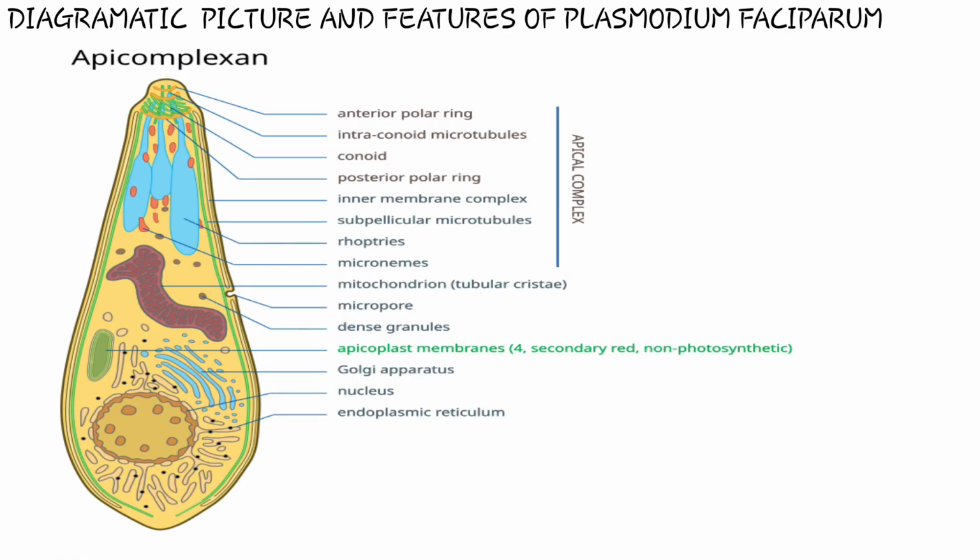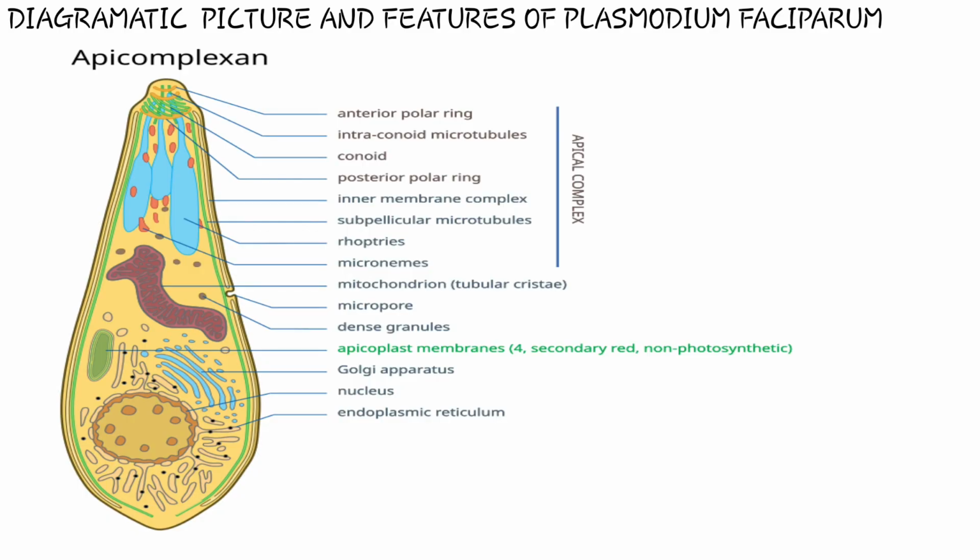These sporozoa, which lack cilia and flagella, are called apicomplexans. All those parasites which lack cilia and flagella are called apicomplexans.